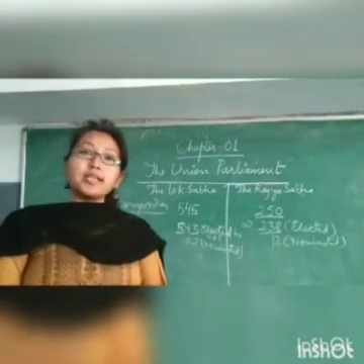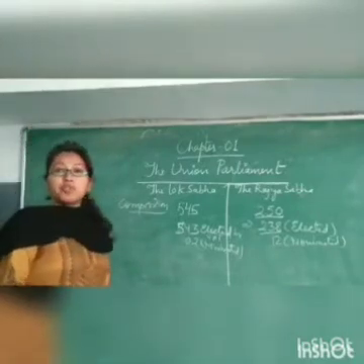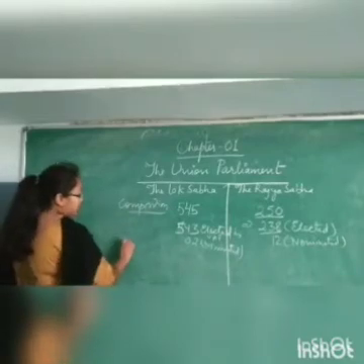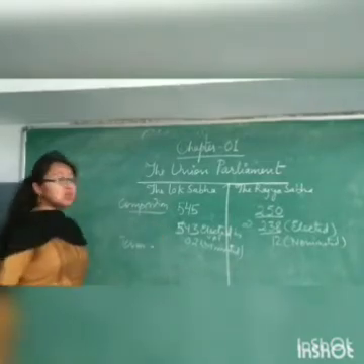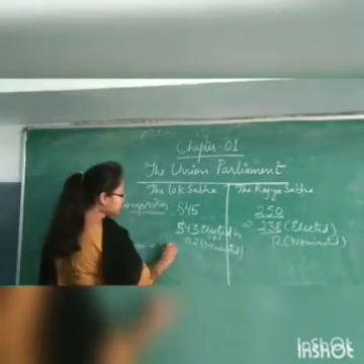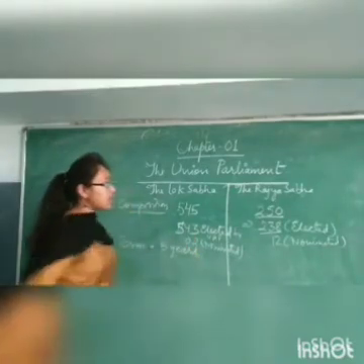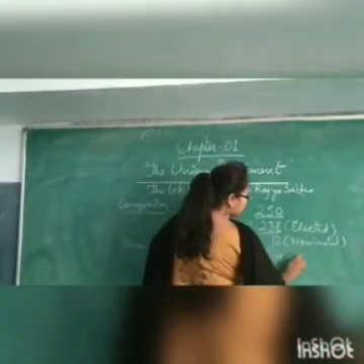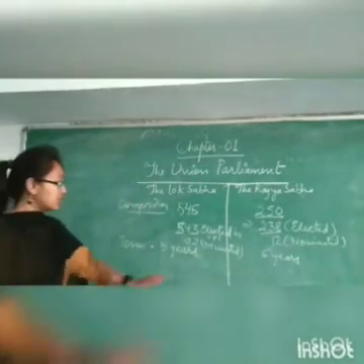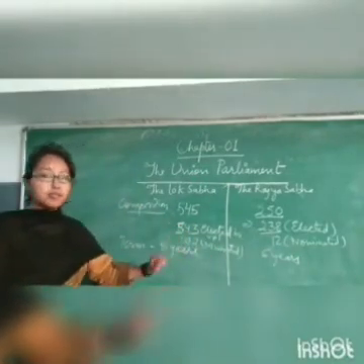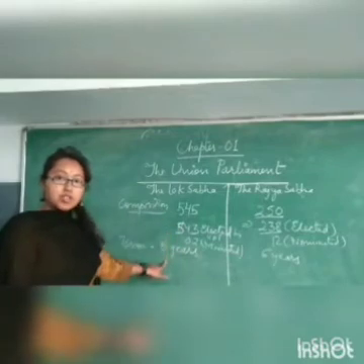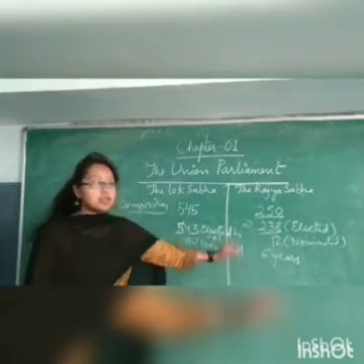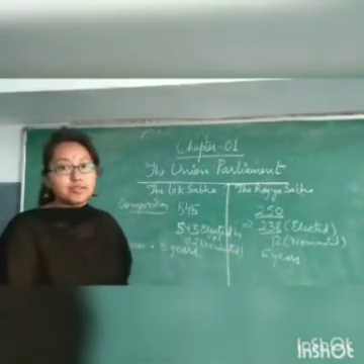Clear? Okay, now the next topic is term of the office. Term means tenure. The term of a Lok Sabha member is 5 years, whereas the term of a Rajya Sabha member is 6 years. So the difference in the term is 1 year. The term is 5 years, whereas the term of Rajya Sabha members is 6 years.